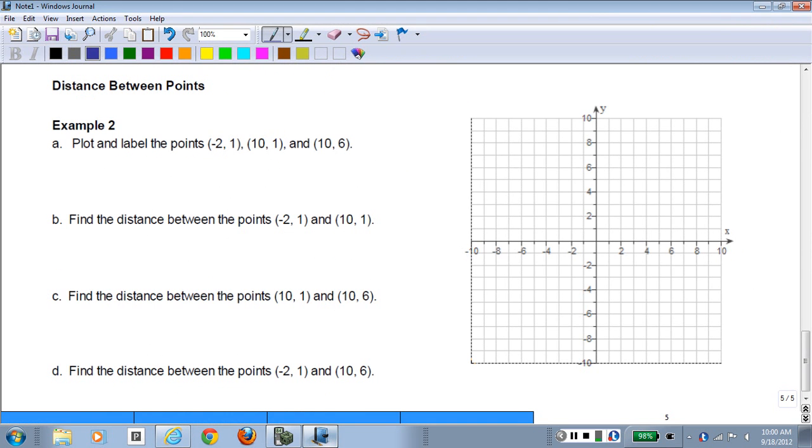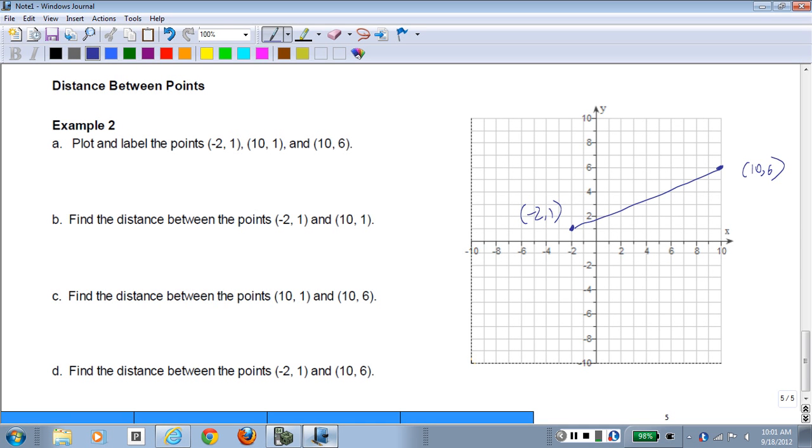So here's the grid, and the real point of this problem is to find the d part, the distance between the point -2, 1 and 10, 6. There's -2, 1, and there's 10, 6. Everything else is constructed with the idea of helping us find the distance between those 2 points. So let me draw the line segment. There it is. We want to know how far apart they are.